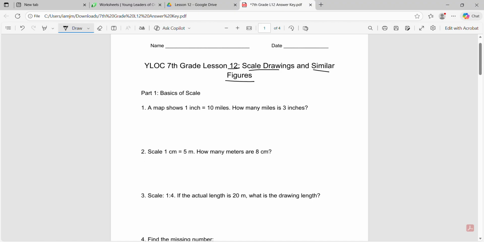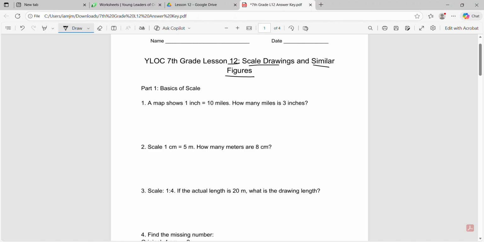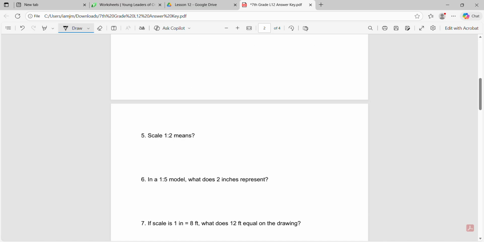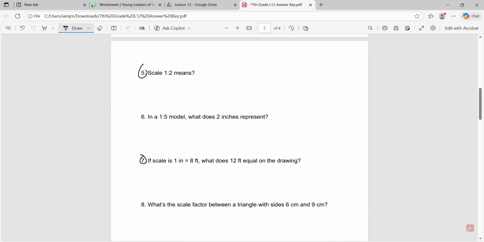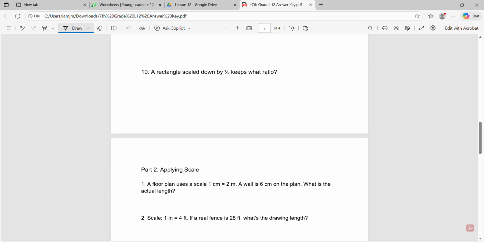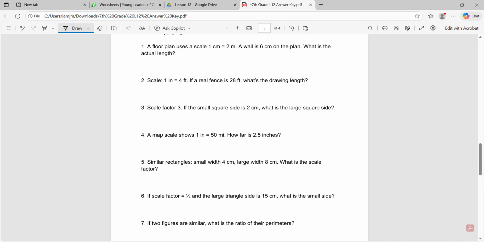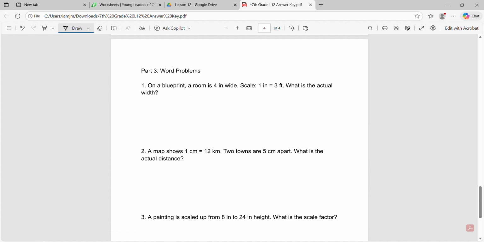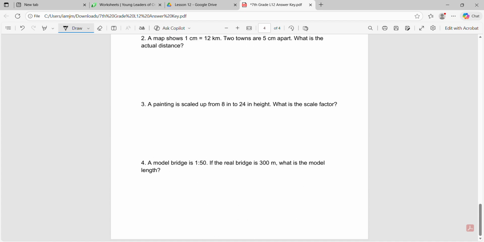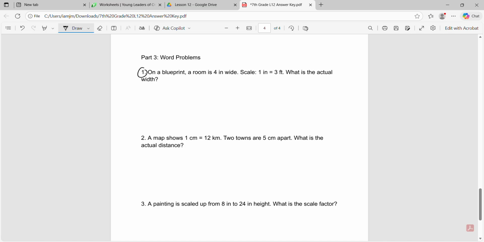So let's move on right away with part 1. We'll be doing all the odd numbers, so 1, 3, 5, 7, and 9. For part 2, we'll be doing the first half of the problem, so 1, 2, 3, 4, 1, 2, 4. For part 3, we'll be doing the two questions, number 1 and 2.